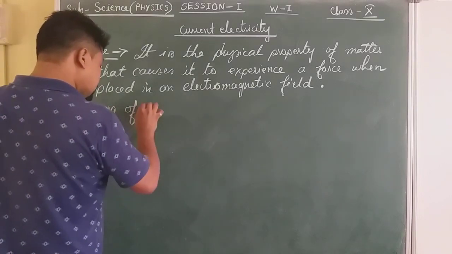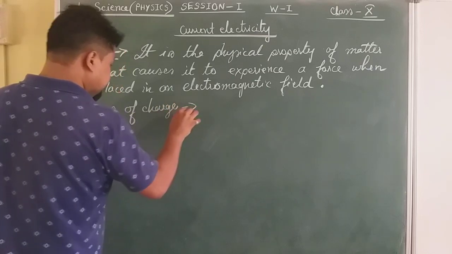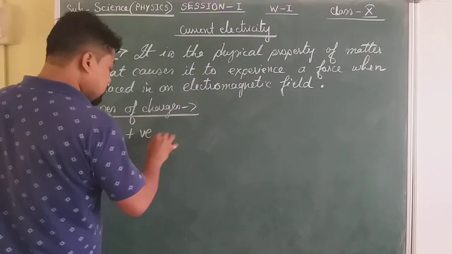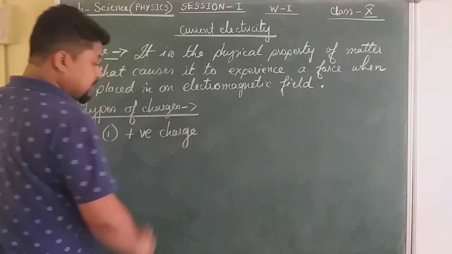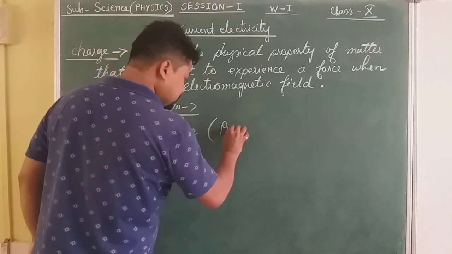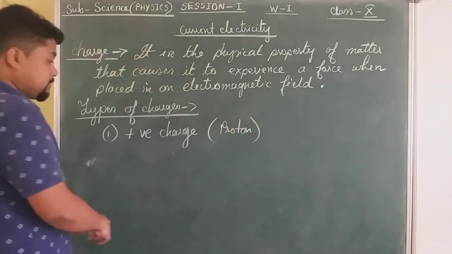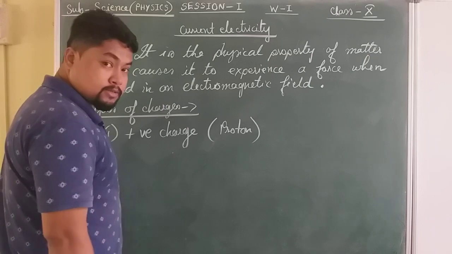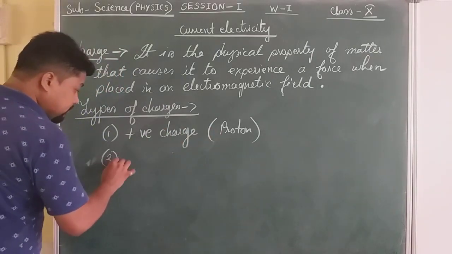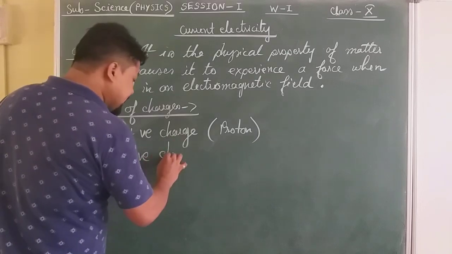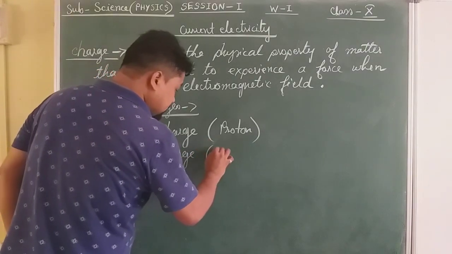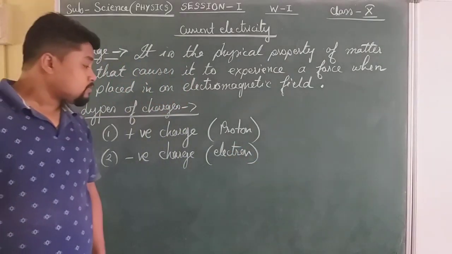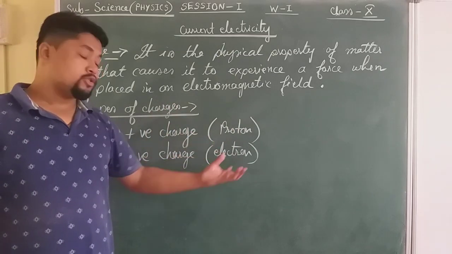Types of charges. There are two types of charges. One is positive charge, also known as proton. In atomic physics, positive charges are known as protons, which are situated inside the nucleus. Number two, another one is negative charge, called electron. So protons are positive charge and electrons are negative charge.